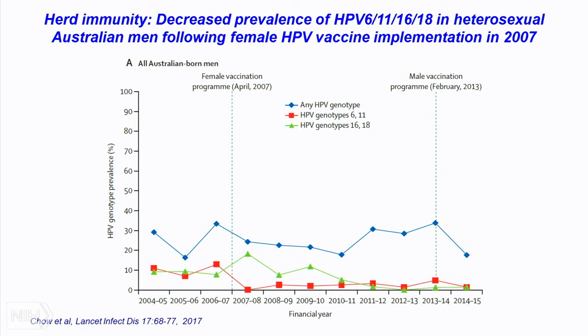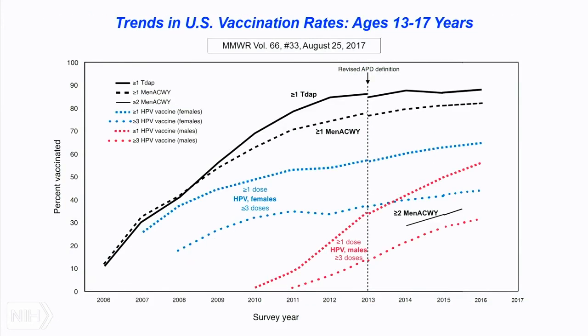I am not showing you data for women. This is data for men. They have not been vaccinated. If you look in the green, that is HPV 16 and 18. Takes a little longer for the prevalence to go down. But again, before Australia started male vaccination, which was in 2013, the prevalence of HPV 16 and 18 has gone down dramatically among the men. The data are published for the women as well, and as you can imagine, even better than for the men. But this is direct evidence for herd immunity in the general population among the heterosexual men.